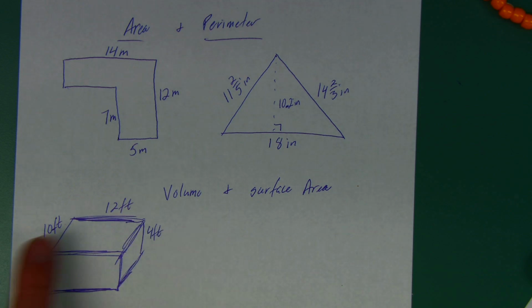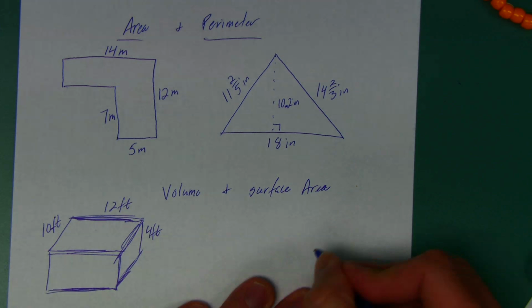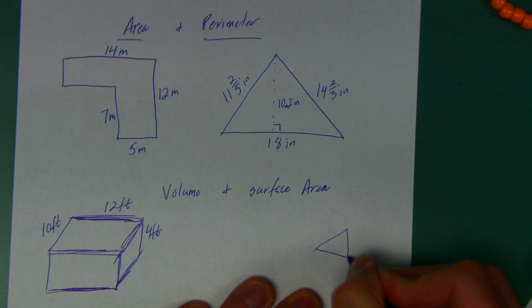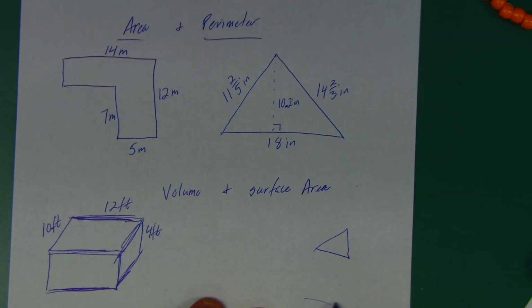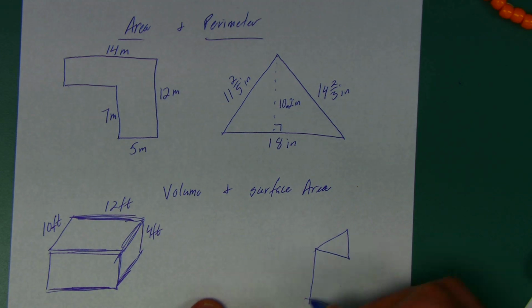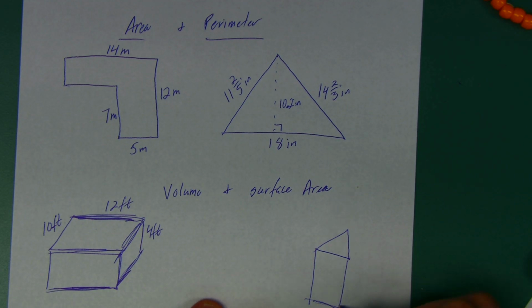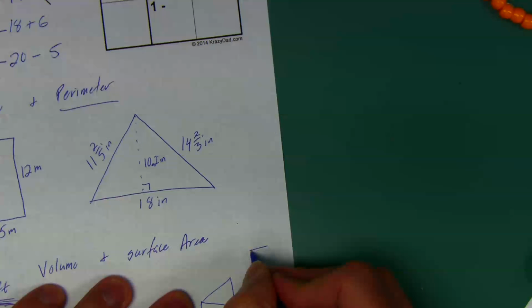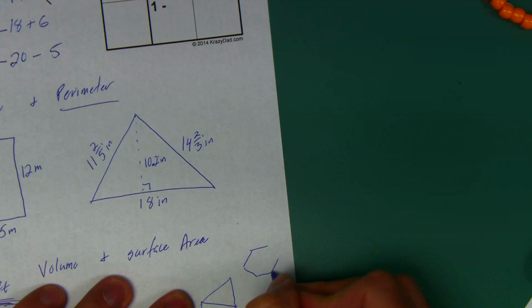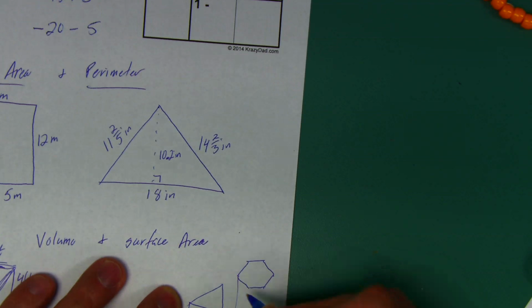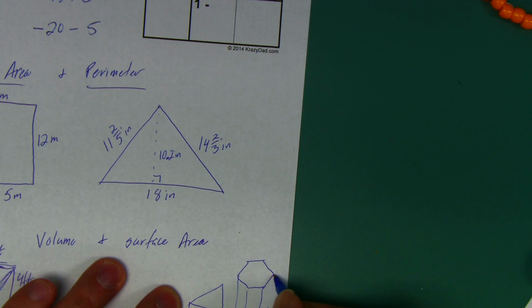So if I have a rectangle on top that's 12 times 10, the bottom is going to be 12 by 10. And then you have straight sides, so that makes it a rectangular prism. If I had a triangle on top, and I duplicated that and had the same shape on the bottom, and then I had straight sides go straight up and down, that would be a triangular prism. You can, if you want, have a hexagon on top and a hexagon on the bottom, and that would be called a hexagonal prism.